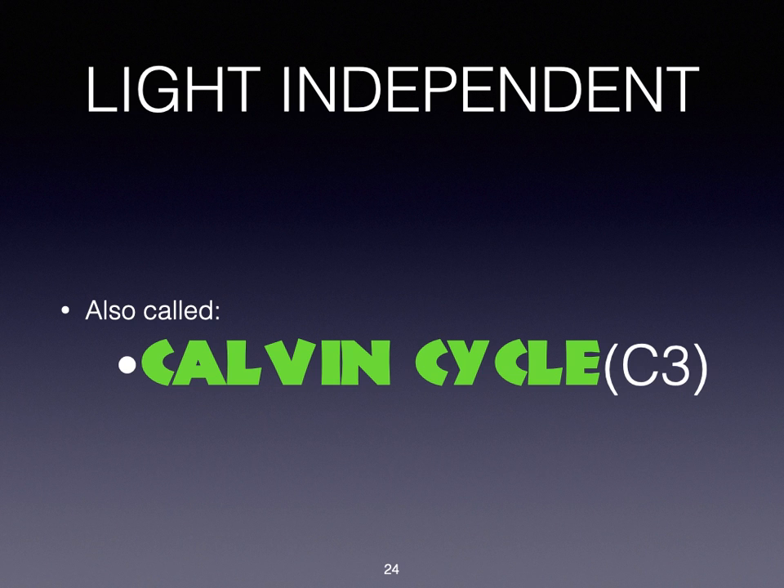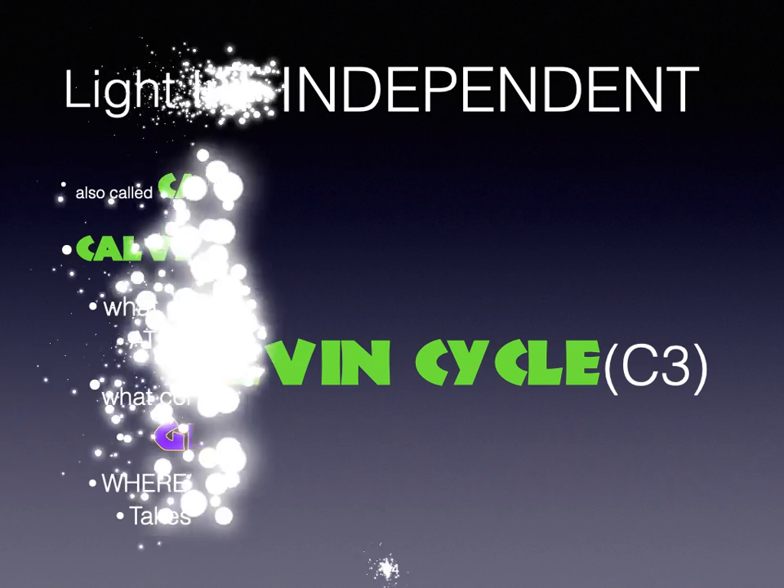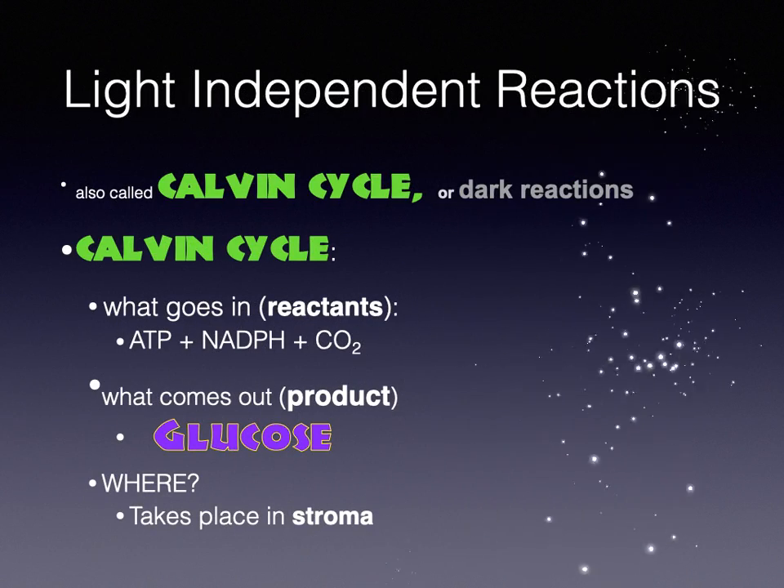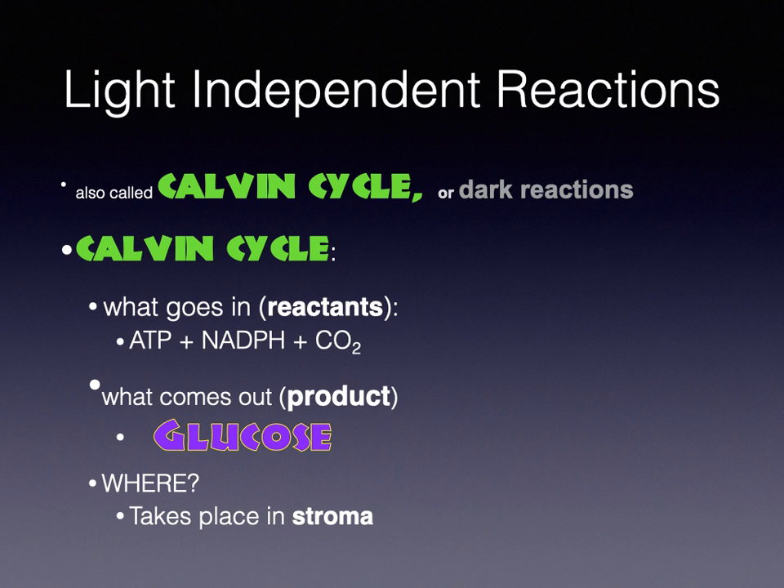The light-independent reactions are also called the Calvin cycle, and you can also refer to it as C3, and I'll explain that in a couple of slides as well. You can also refer to the Calvin cycle as the dark reactions, but that is a term that's out of favor. I'd prefer that you use light-independent reactions or Calvin cycle. I prefer Calvin cycle. What goes in? ATP, NADPH, plus carbon dioxide. What comes out? Glucose. Where? Stroma.